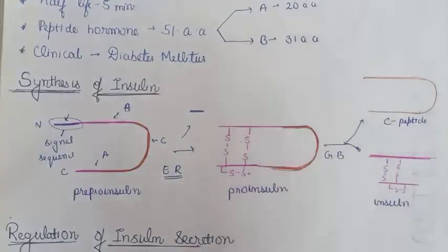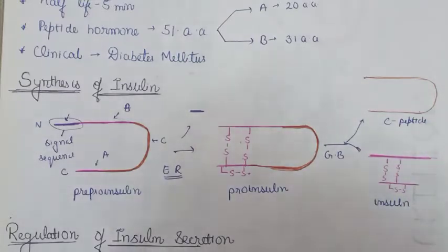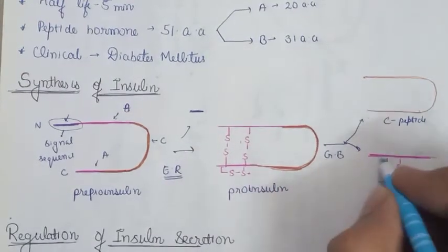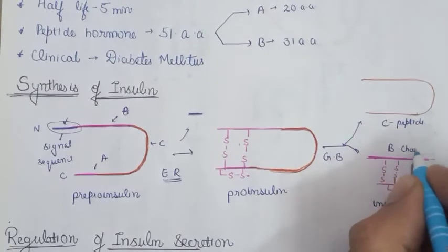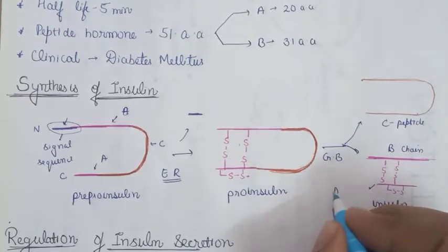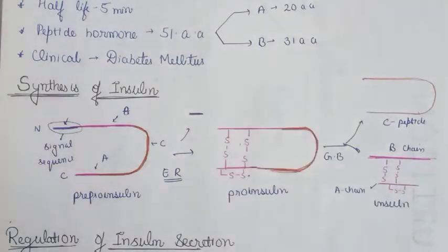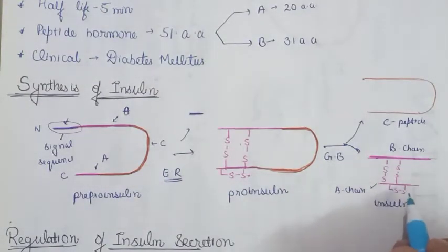Let me ask you a question: which among these two chains are the B and A chain? Just look at the length. As I told you, 31 amino acids are present in the B chain. So this will be the B chain because it is longer. This is the B chain and this is the A chain, which are joined to each other by disulfide bonds. Moreover, intermolecular disulfide bonds are present between A and B, and an intramolecular disulfide bond is present in the A chain.